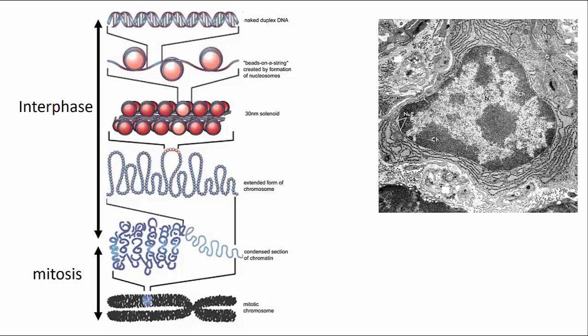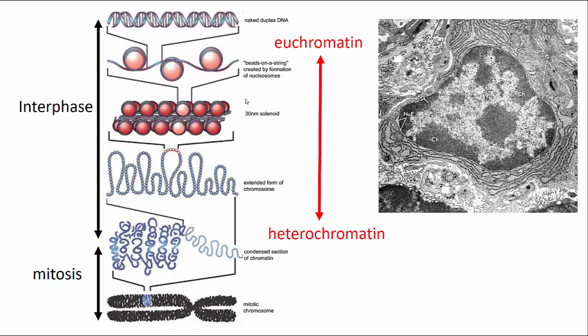Historically, scientists used certain terms to describe these different regions of density within the nucleus, and those two terms were euchromatin for the lighter regions and heterochromatin for the dark regions. It's now well understood that the regions that are stained as euchromatin in a nucleus have DNA that looks more like these regions here.